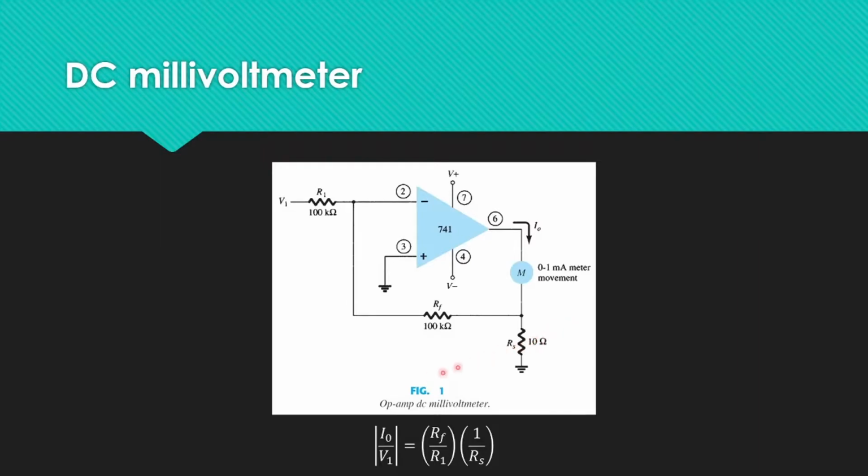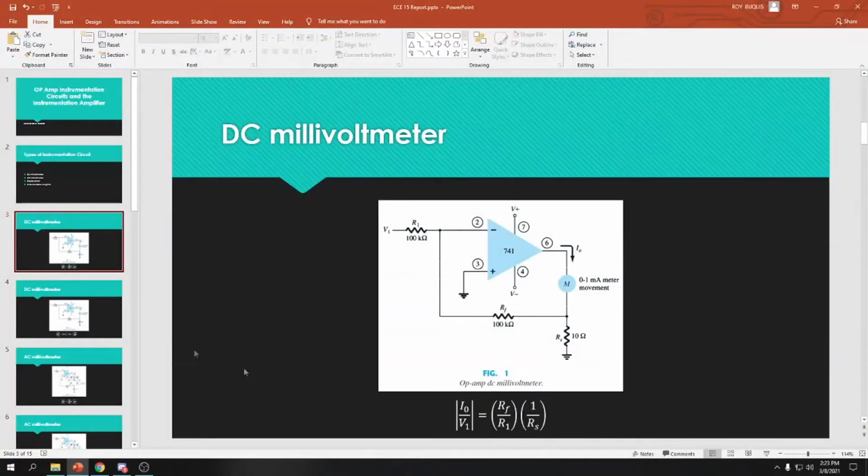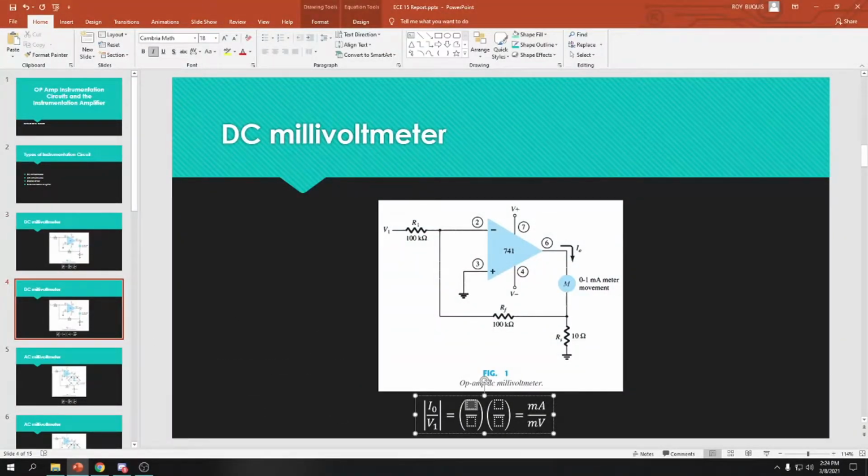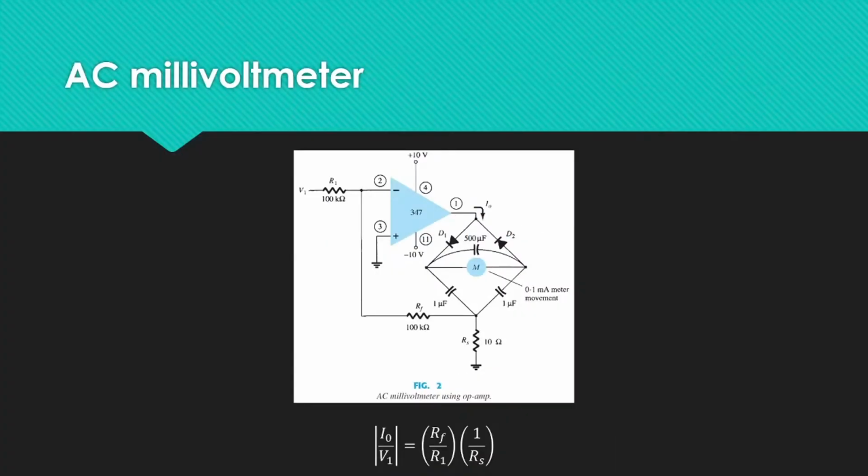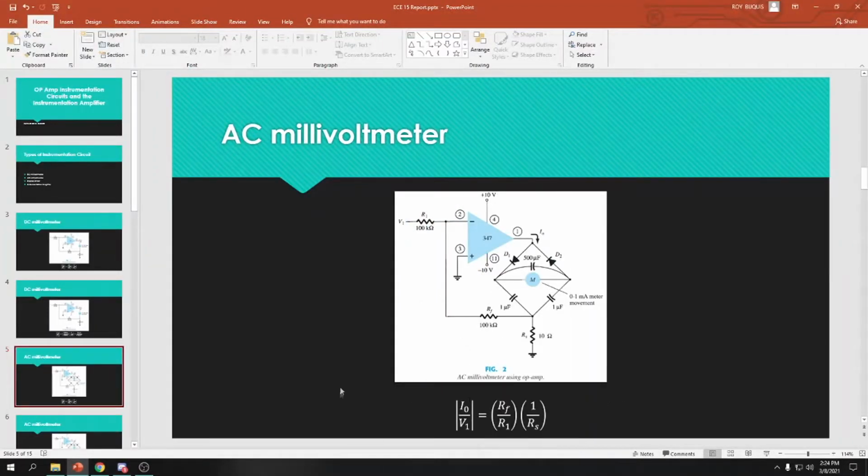So we have this formula of the circuit transfer function. The absolute value of I0 divided by V1 is equal to RF divided by R1, multiplied by 1 over Rs. In this case, the feedback resistance is just equal to the input resistance, which is 100K. So 100K divided by 100K multiplied by 1 over Rs, where Rs is 10. So 100K over 100K, we can cancel that out, and we are left with 1 over 10. So we have 1 milliampere over 10 millivolts. Changing the resistance can adjust the scale factor.